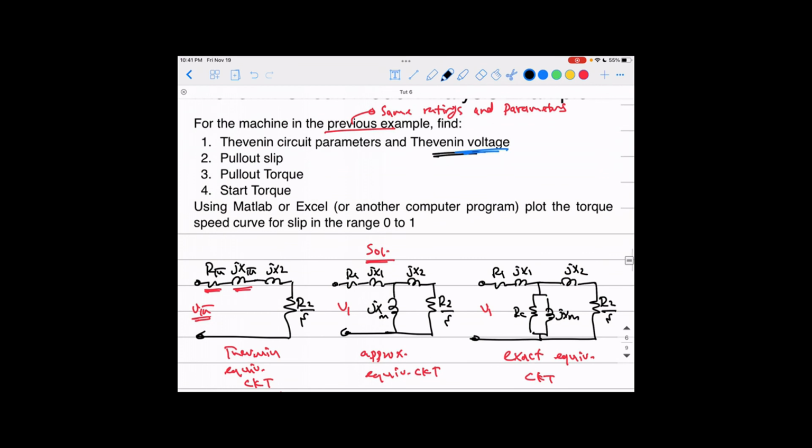The last part here: using MATLAB or Excel or another computer program, plot the torque-speed curve for slip in the range 0 to 1. We will not do this in this problem, and I will not be doing this on the exam, but it's a very good exercise if you want to do it yourself. It uses the equation we just found for the torque-speed characteristics to plot the actual torque-speed characteristics of the motor you're dealing with.